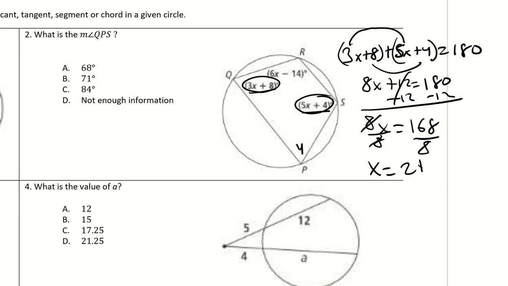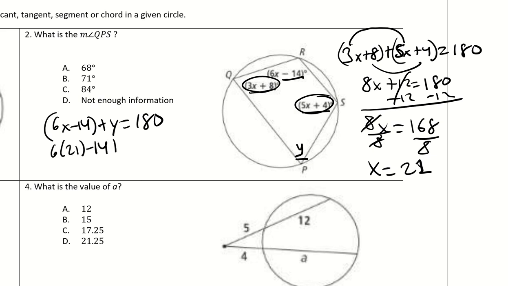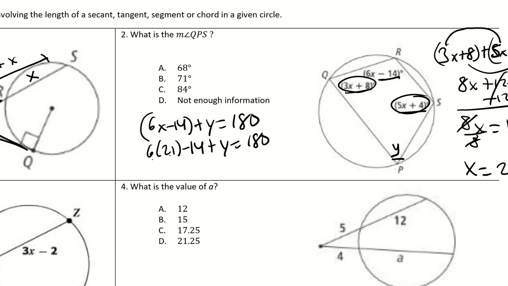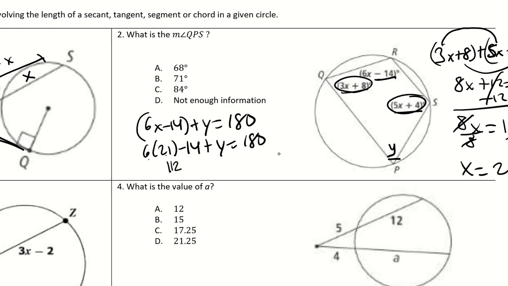All right, so now let's call this y. So now we know that these two add up to 180, right? So 6x minus 14 plus y has to add up to 180. Well, we know x now, so we can plug that in. So 6 times 21 is 126. 126 minus 14, let me do that real quick because I'm having a brain fart here. 126 minus 14 is 112, plus y equals 180. Subtract 112 on both sides, so y is 68.